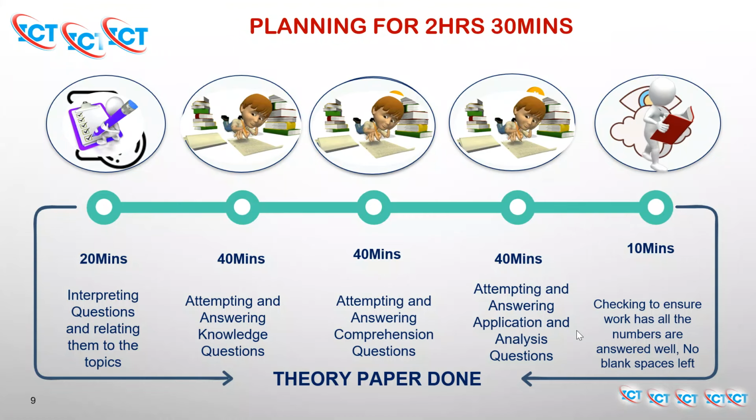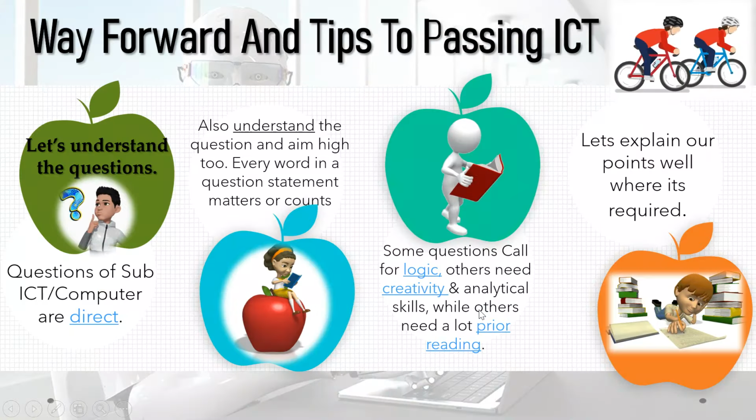So we said paper one takes 2 hours and 30 minutes. How best can we plan for this? To begin with, you are seeing here, we are ticking. So take the first 20 minutes in interpreting questions and relating them to the topics. Then use 40 minutes in attempting and answering knowledge questions. Take 40 minutes in attempting and answering comprehension questions. Take 40 minutes also in attempting and answering application and analysis questions.